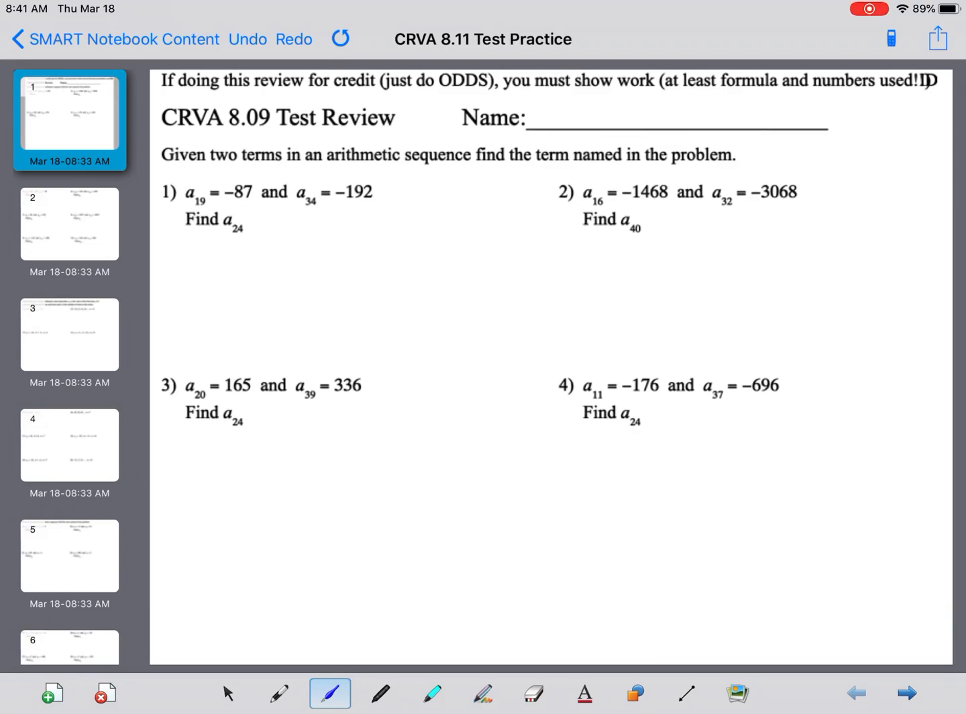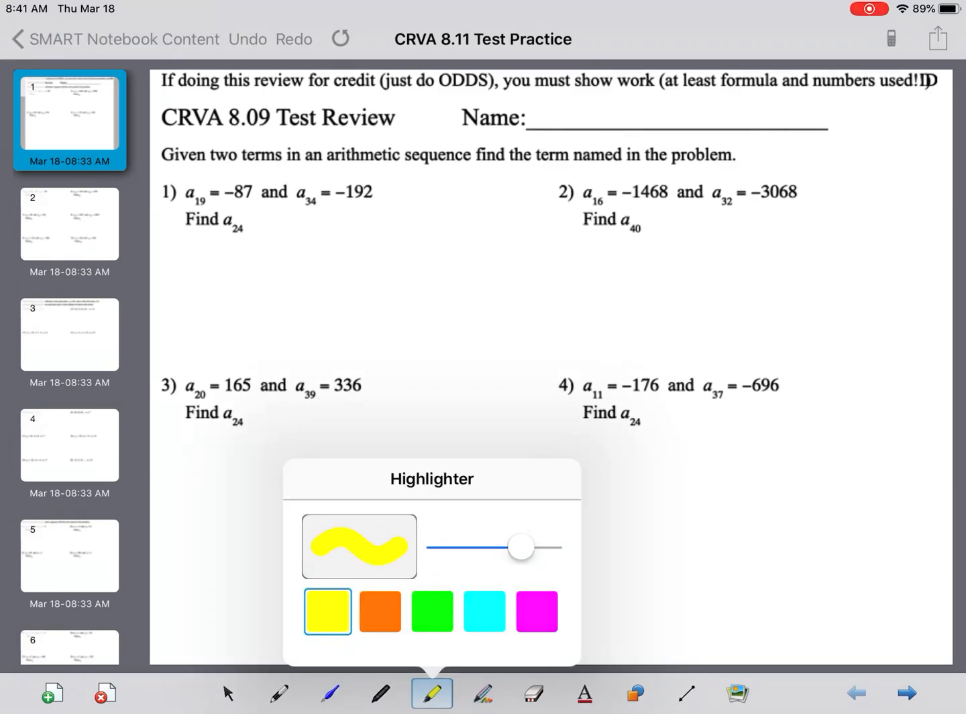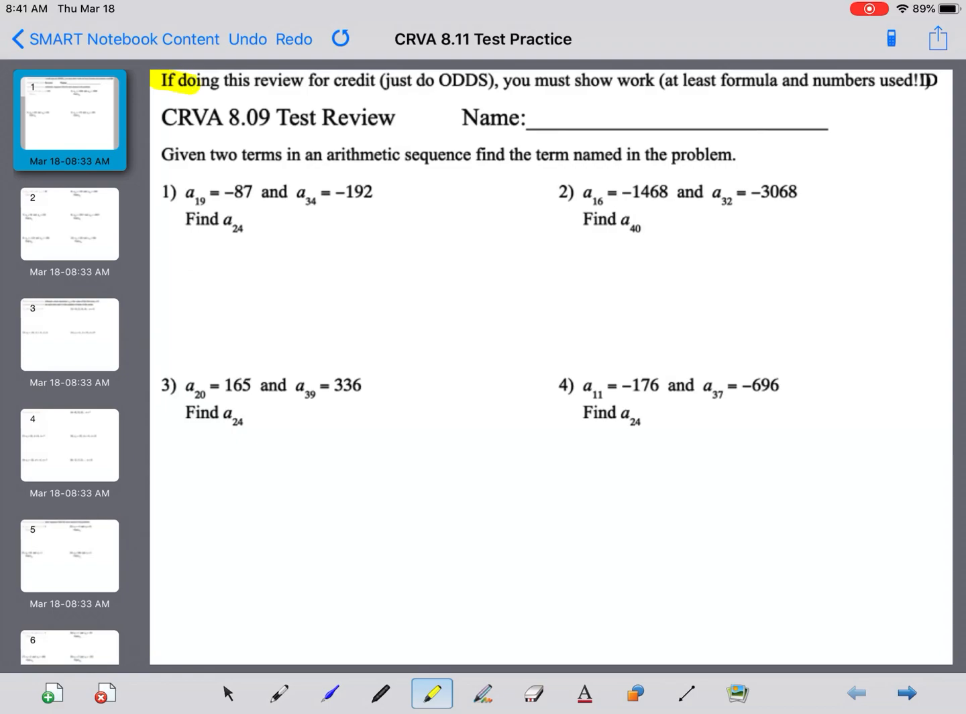So one of the first calculations, and then you can do this in place of the practice test, and I'll excuse you from that if you do this. And to get credit for this, you should do the odds. Now I'll be doing some of the odds myself, that's fine, they're freebies.